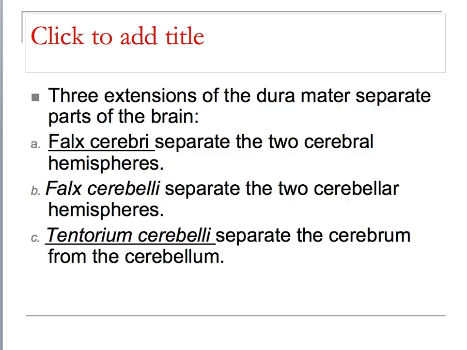So first and foremost, I want you to understand that the dura mater actually separates into different parts to separate the hemispheres of the brain. And not only do you actually have a right and left hemisphere, you also have the cerebellum you have to separate from the cortex of the brain. So to do this, we are going to use the falx cerebri first to separate the two cerebral hemispheres. Then the falx cerebelli, notice the difference in spelling here, to separate the two cerebellar hemispheres. And then the tentorium cerebelli to separate the cerebrum from the cerebellum itself.